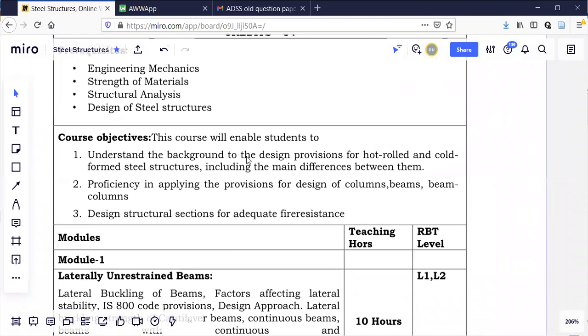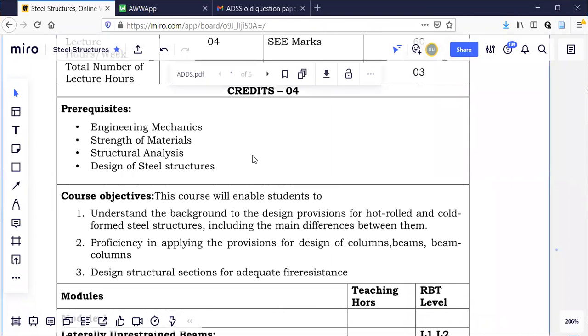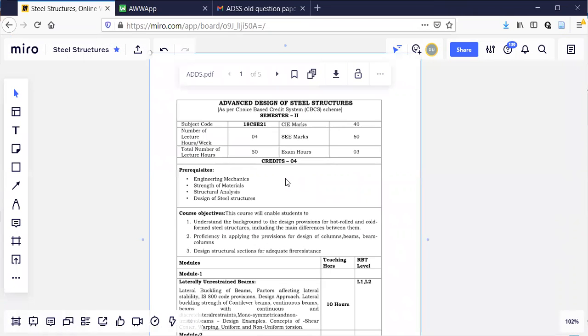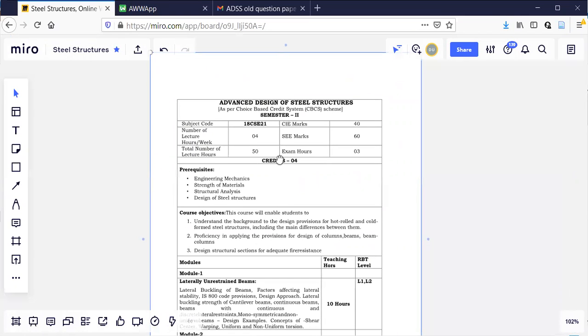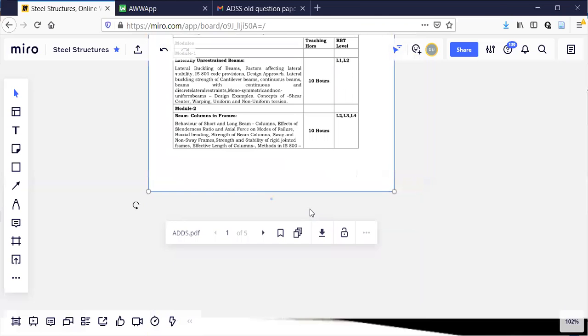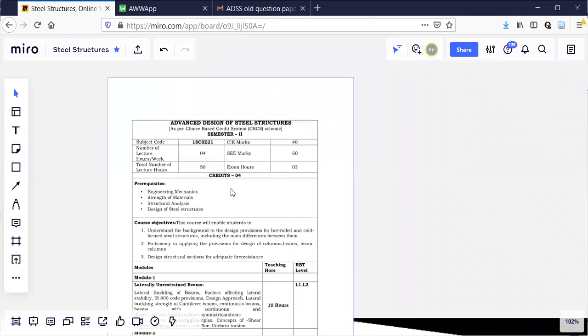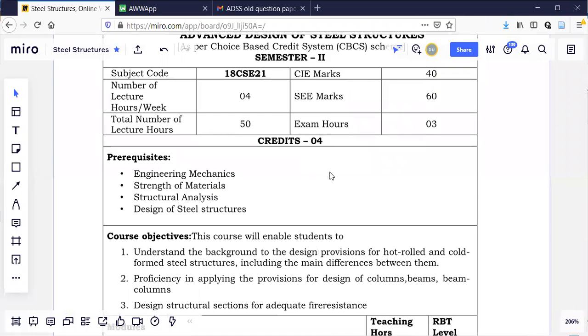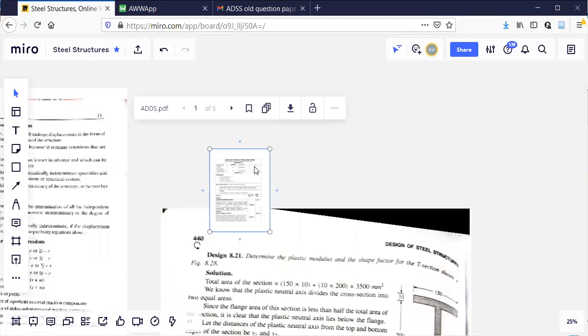Okay. You can see this one here. The time is 9:24. I need to solve one problem actually. 18 CSC 21 is one, this one. Yours is 20, I think. Okay, 20. That I also have. Both are the same. The syllabus of the 18 series and the 20 series is the same here. Anyway, I'll open that also.